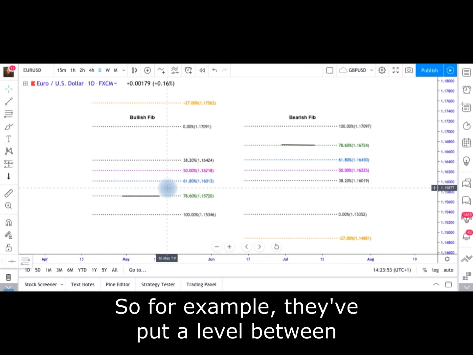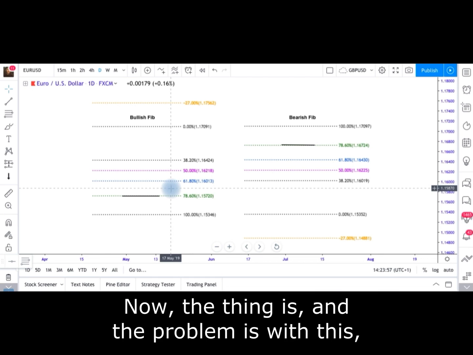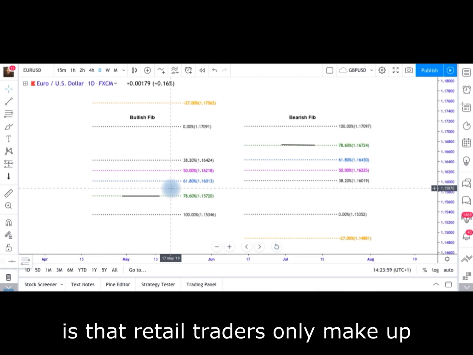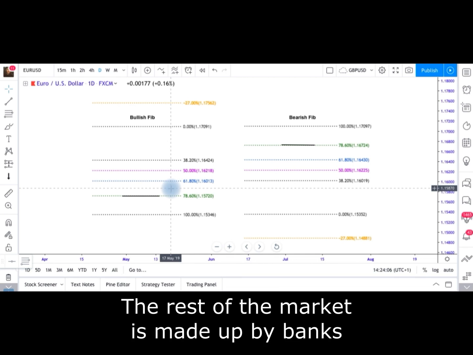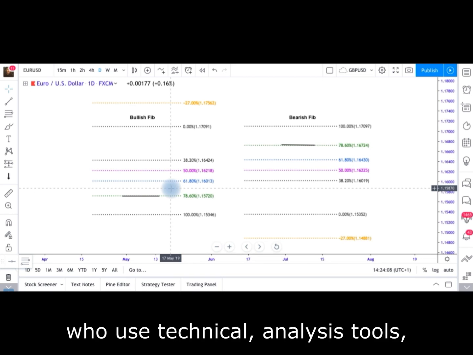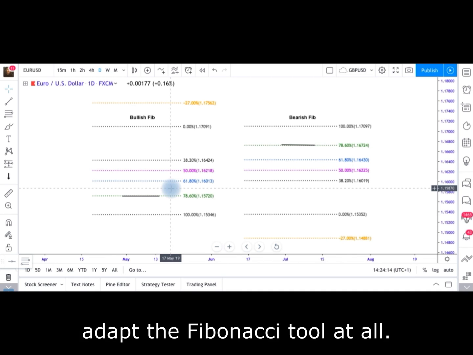So for example, they've put a level between the 61.8 and the 78.6. Now, the problem with this is that retail traders only make up around 6% of the actual financial market. The rest of the market is made up by banks who use technical analysis tools, and they don't tend to adapt the Fibonacci tool at all.